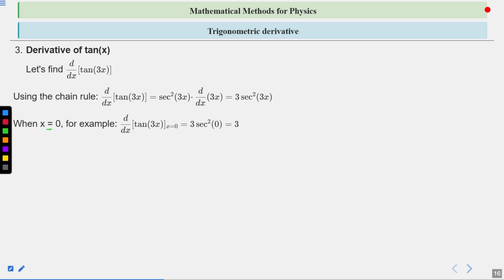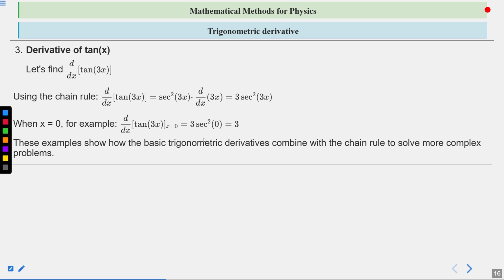When x is equal to 0, for example, differentiation of tan 3x at x is equal to 0. So put the value of x is equal to 0, it will be 3 sec square 0. So final answer is 3. These examples show how the basic trigonometric derivatives combine with the chain rule to solve more complex problems.